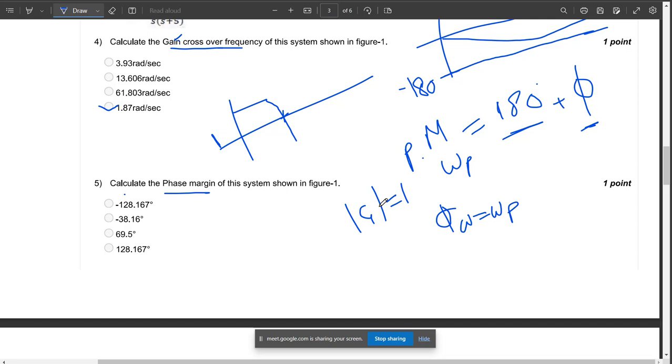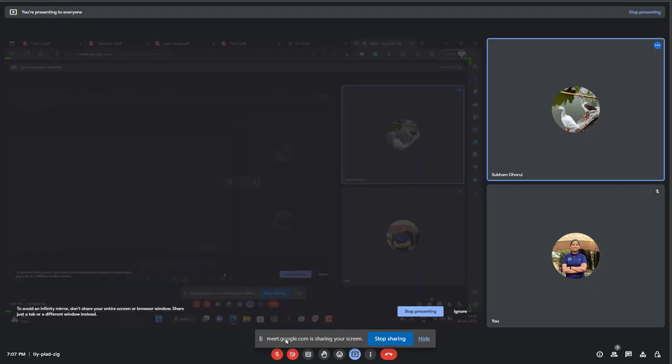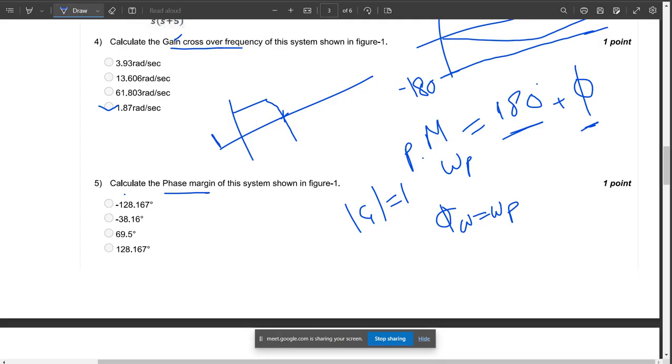Ma'am, what is the meaning of phase margin? Phase margin is like gain margin, right? Phase margin also suggests the margin in phase, such that before that the gain is above 1, and after that the gain becomes below 1.